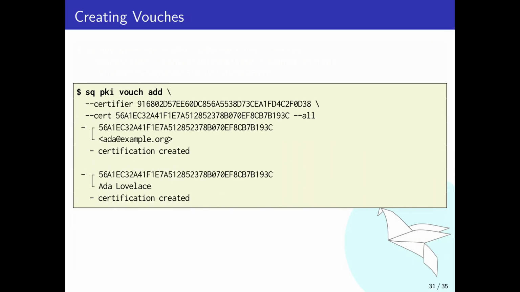All right, we create some vouchers. We saw how that worked before. We have the CA key. We specify --certifier CA key, and the cert is the certificate we want to certify. We want to certify all of the user IDs. There are 2 user IDs in this case, so we certify ada@example.org and Ada Lovelace.